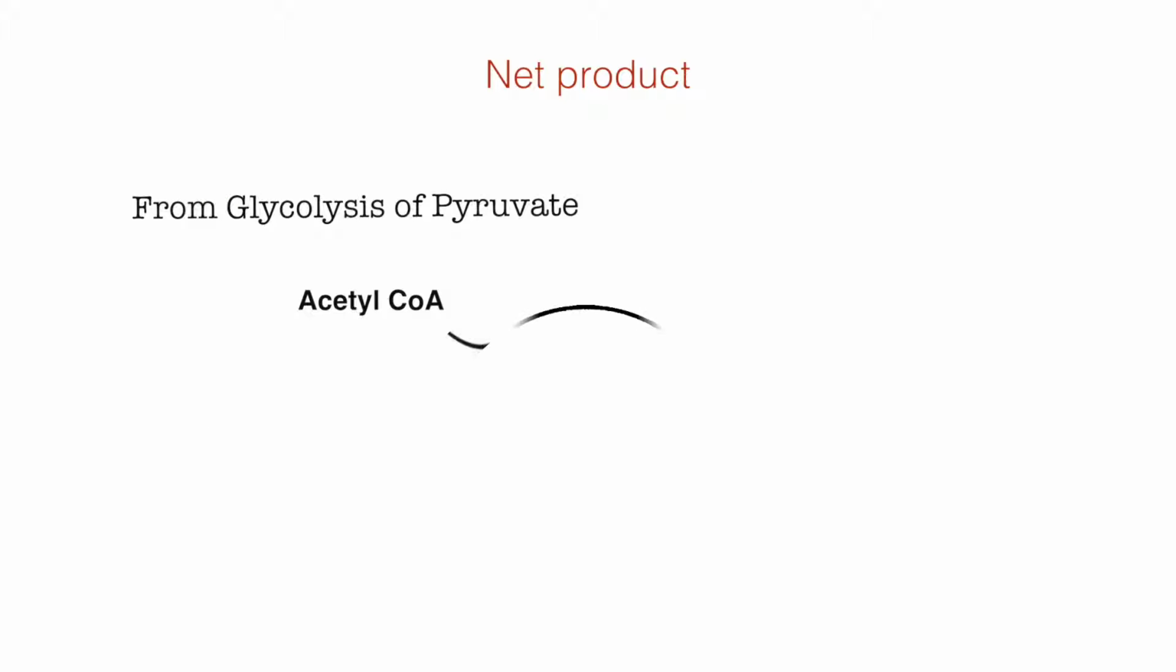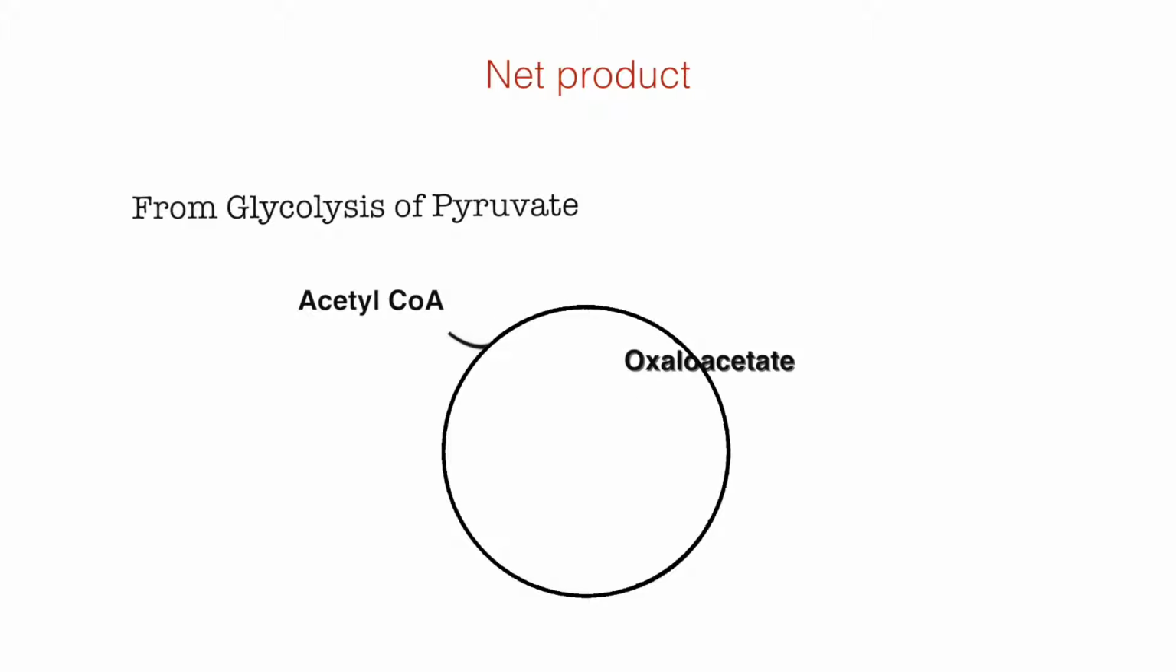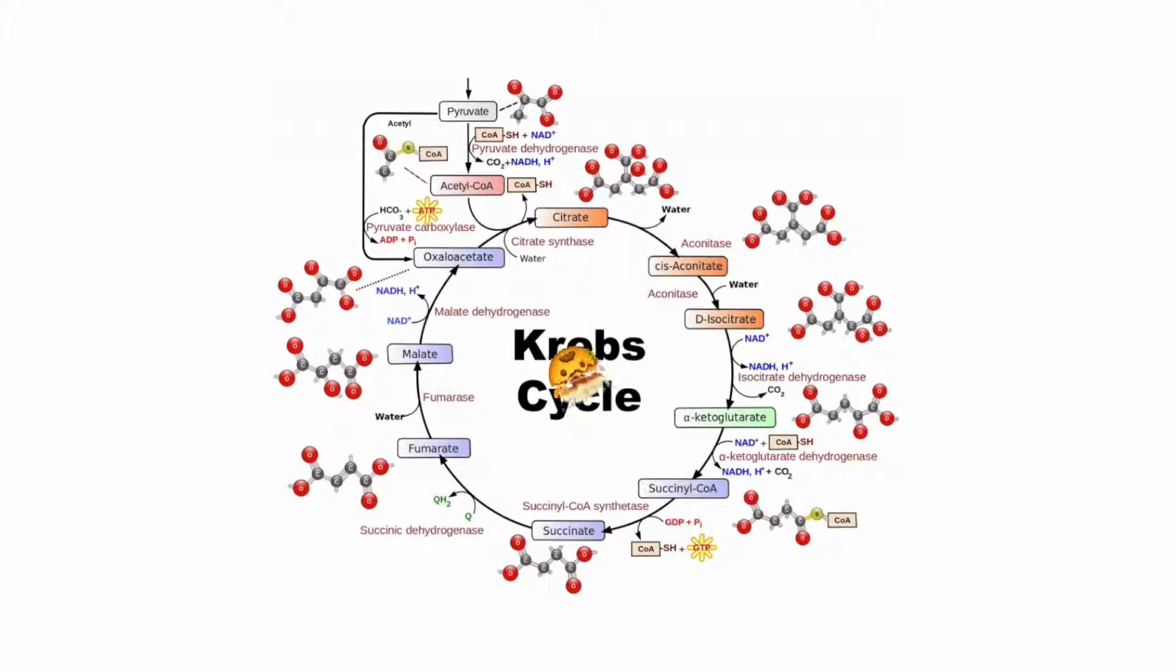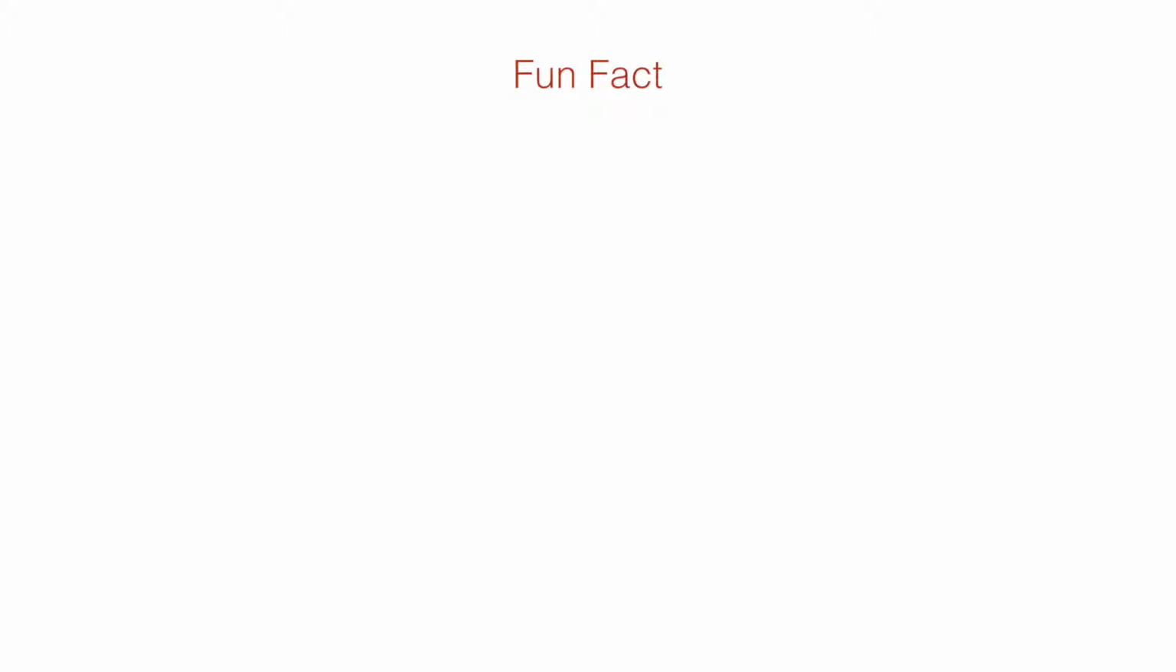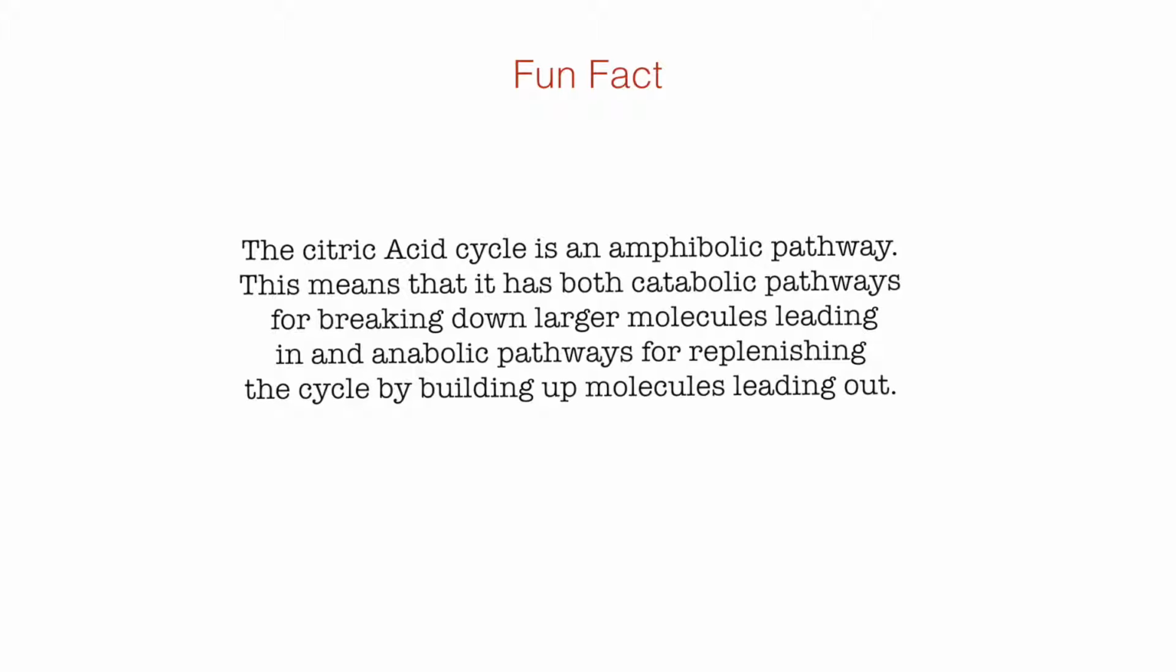From glycolysis of pyruvate, we receive acetyl-CoA to start the cycle, and by the end of the cycle, oxaloacetate is used and later regenerated. After quite possibly boggling your brain with all these processes and net products, I will leave you with some fun facts of the citric acid cycle so you can now understand how the cycle as a whole works. The citric acid cycle is an amphibolic pathway.